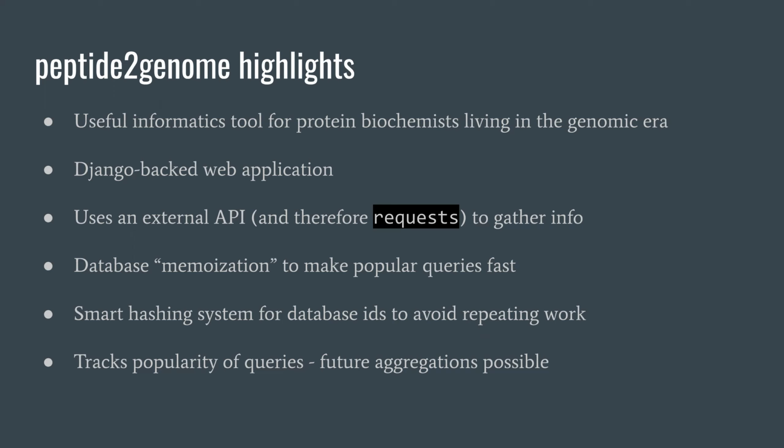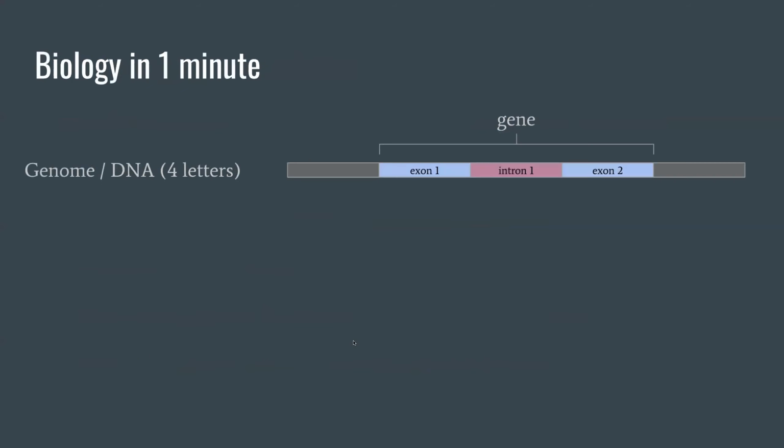And it uses what I would kind of describe as database memoization to make popular queries extremely fast. It tries to remember what's been done before and benefit from that. It also uses a smart hashing system for database ID entries to avoid ever repeating work or creating entries unnecessarily. And then it tracks popularity of queries, making potential future aggregations or interesting data mining possible.